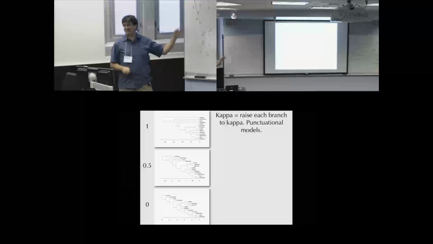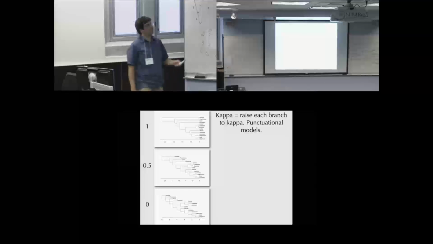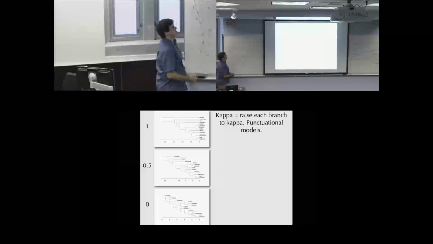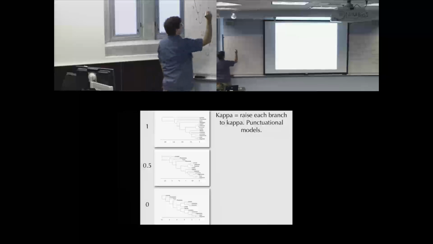Okay, so that's our variance covariance matrix now, right? All right, now what if I do a kappa transformation, right? So let's raise this to 0.5.